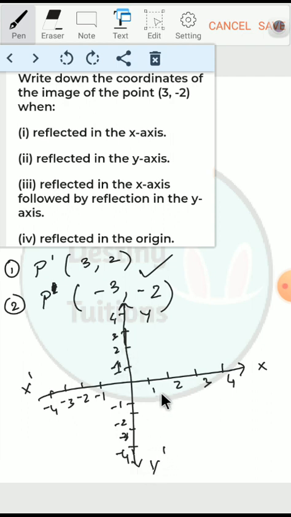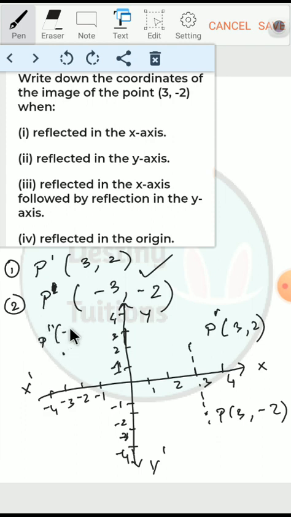So on reflection in the x-axis, the point P(3, -2) will come here. Its reflection will be P'(3, 2). This is the reflection. On reflection in the x-axis, the point P(3, -2) becomes P'(3, 2), which on further reflection in the y-axis becomes P''(-3, 2).